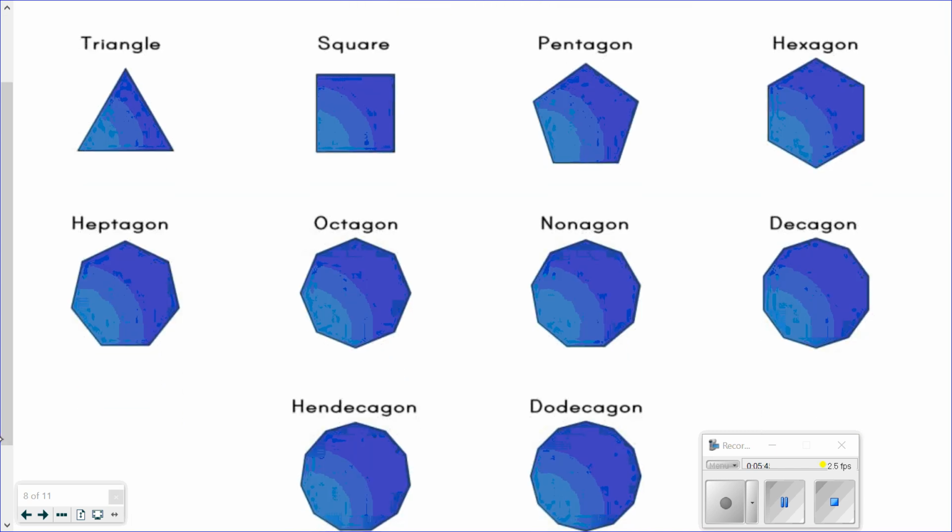So a triangle is a regular polygon. A square would be a 4-sided polygon. That's what a pentagon would look like as a regular pentagon, a regular hexagon, and so on and so forth. So you'll see as you get more sides, they look more like a circle.